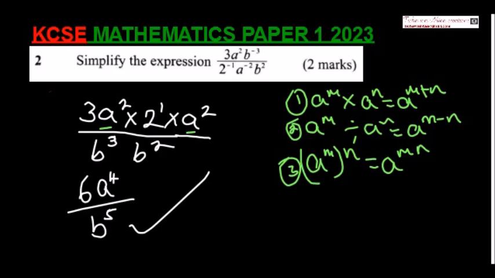2 marks whereby you will get 1 mark for applying the rules of indices, that is for being able to change the inverse and remove the negative indices, and another mark for simplifying, that is applying the rules of indices. In this case, we have only applied the first rule of indices, and we have been able to simplify that. So that is how you work that out.